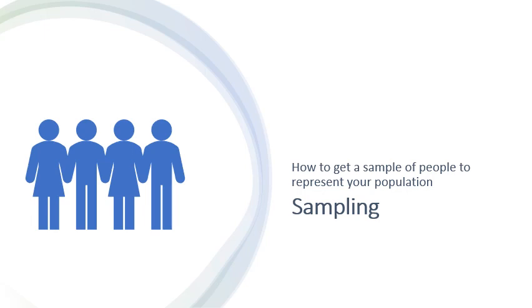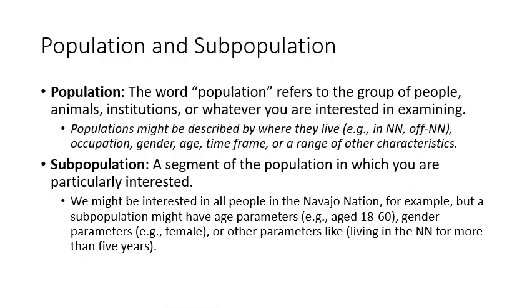This content is on sampling, or how to choose a sample of people to represent your population. Let's begin by defining population and subpopulation. The word population refers to the group of people, animals, or institutions, the large group that you're interested in examining.